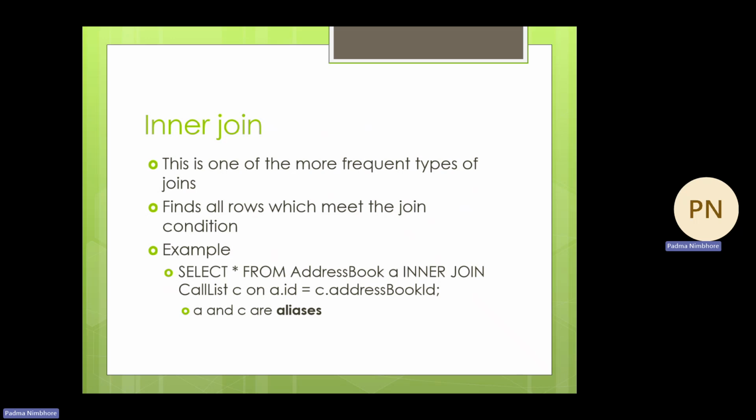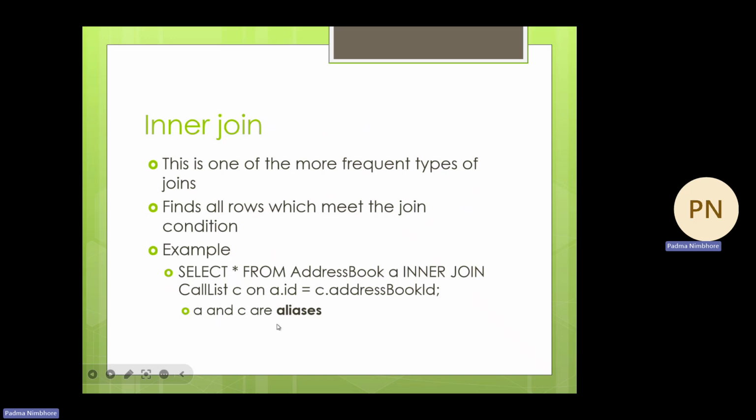So if we fire some SQL queries for a table like your address book, we can write: select * from address_book a inner join call_list c on a.id = c.address_book_id. So this is a query to be fired for the address book table, and the call list c on a.id will display the information about c.address_book_id.